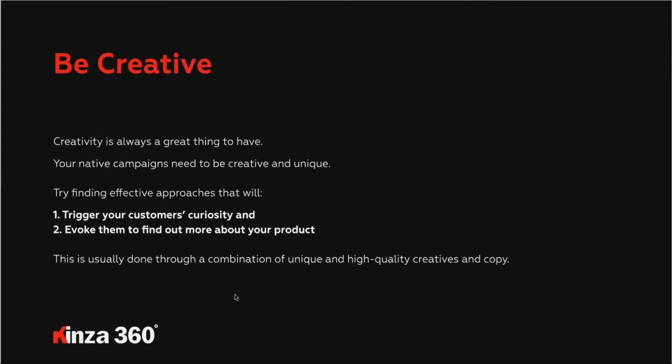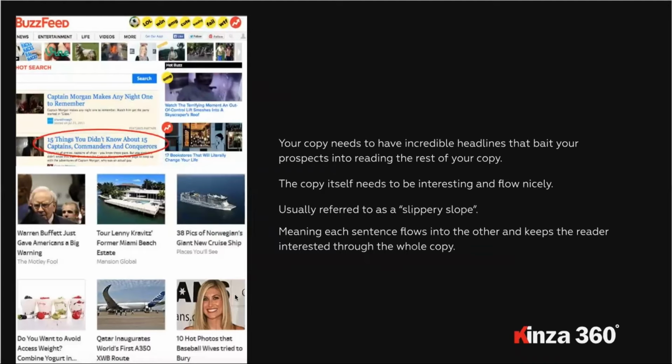Being creative. I mean, a lot of us are technical people, you know, we come from the tech or IT world, but being creative is extremely important. Your native campaigns need to be unique, those creatives. Try finding effective approaches that will trigger the customer's curiosity and evoke them to find out more about your product. This is usually done through a combination of unique and high quality creatives and copy. But my advice to you, if you don't have that creative bone in your body, just hire someone for content.